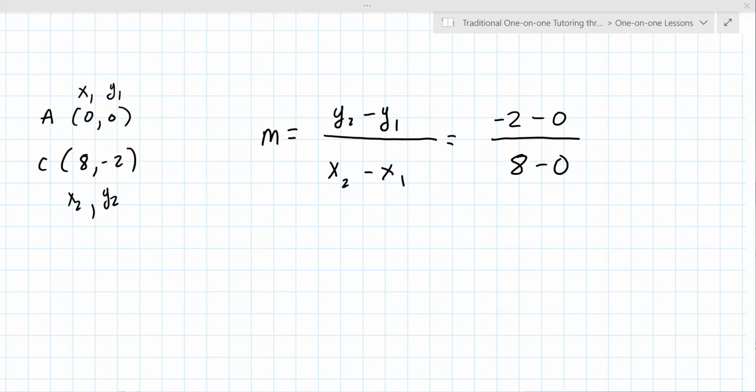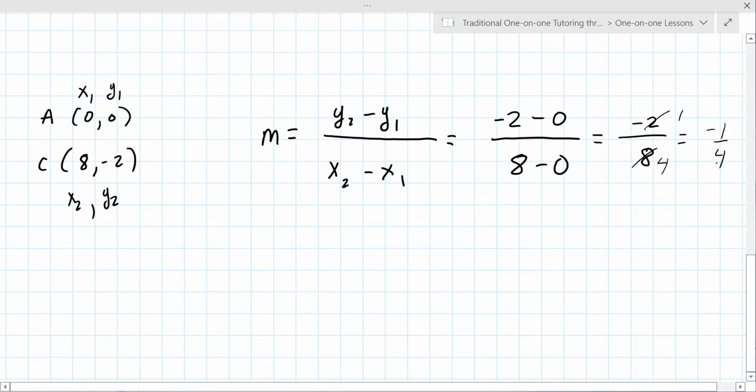Hey, Sourish, are you ready? I think I know the answer. It's -2. So -2 minus 0 is -2. 8 minus 0 is 8. I just used the calculator. But the calculator doesn't help you here because you still gave me the wrong answer. You're dividing both the top and bottom by 2. So that's -1/4.